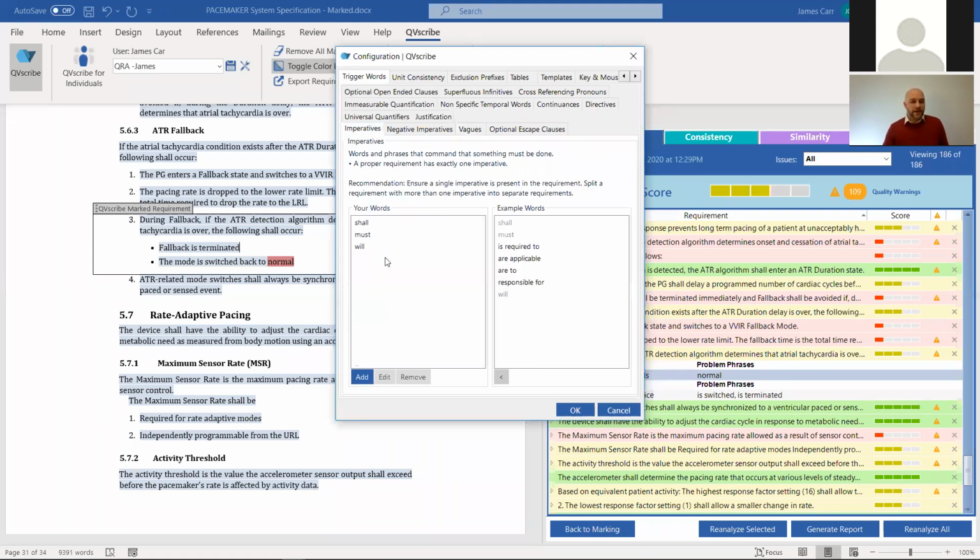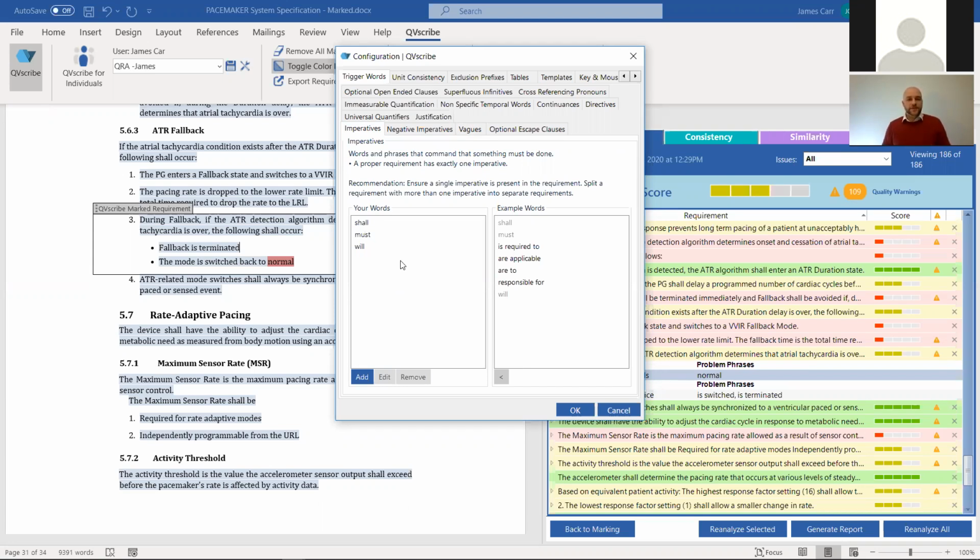So our imperative check by default is looking for everything that's on the right here. For this document, we're checking for shall, must, and will. Perhaps for your document, you're only using the word shall, so I'd remove these other words from the list as well. So this is a really important feature for QVscribe because this is actually how you're getting your team not only to follow best practices for requirement writing, but this is how you actually keep your team on the same page.